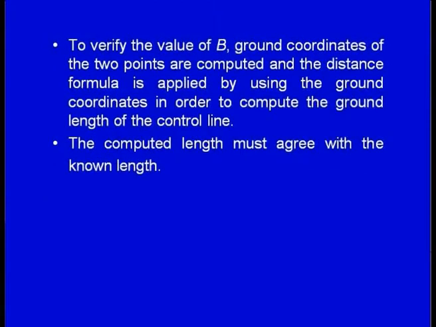To verify the value of B, ground coordinates of the 2 points are computed and the distance formula is applied by using the ground coordinates in order to compute the ground length of the control line. The computed length must agree with the known length.